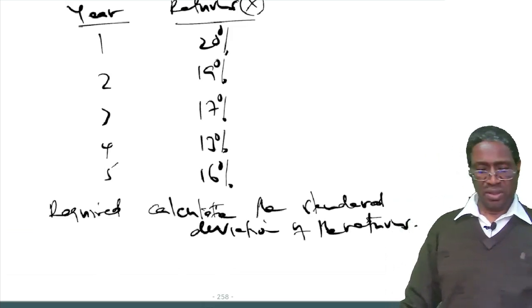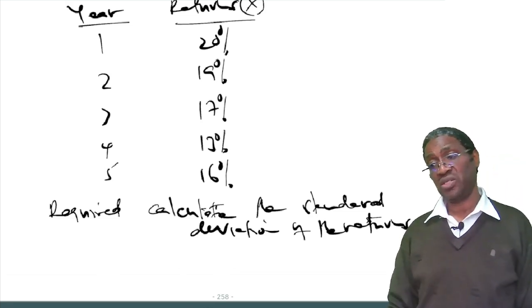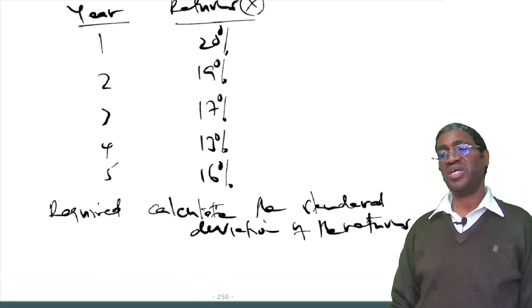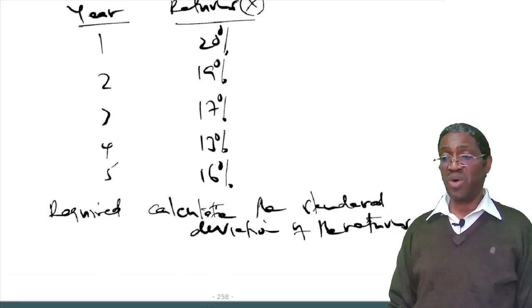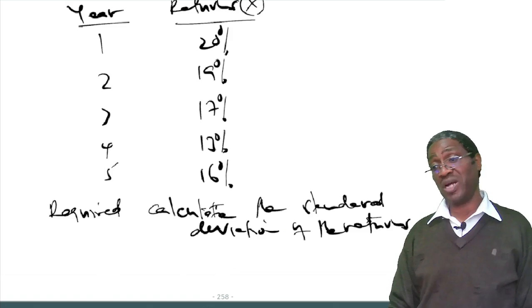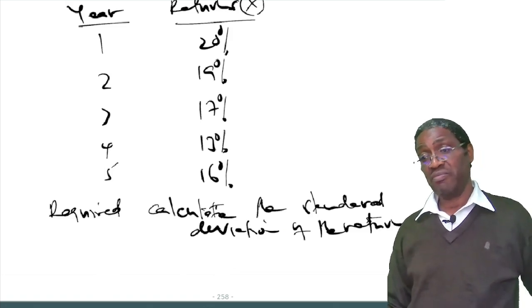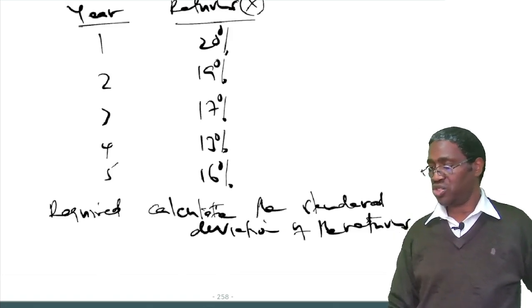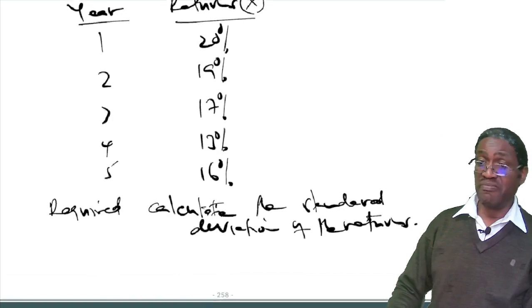Of course, we have said it's the square root of the variance. How do you get the variance? We said it is x minus x bar. X bar represents the mean. So automatically it means you must first get the mean. Let's do the calculation for the mean first.